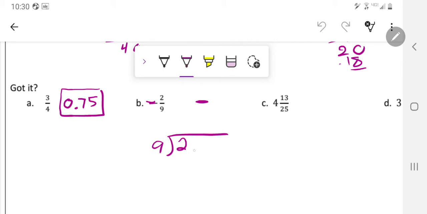9 does not go into 2 evenly. So put a 0 there. Carry the decimal up there. And put our 0. So 9 goes into 20 twice. 2 times 9 is 18. Minus, we get 2. Bring down, and we get another 20.